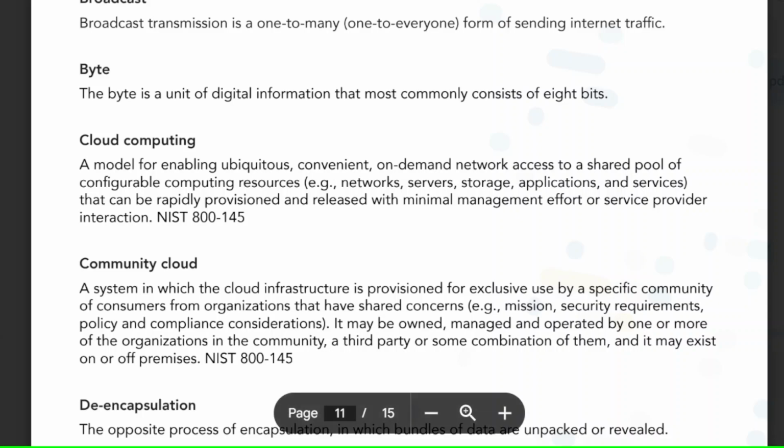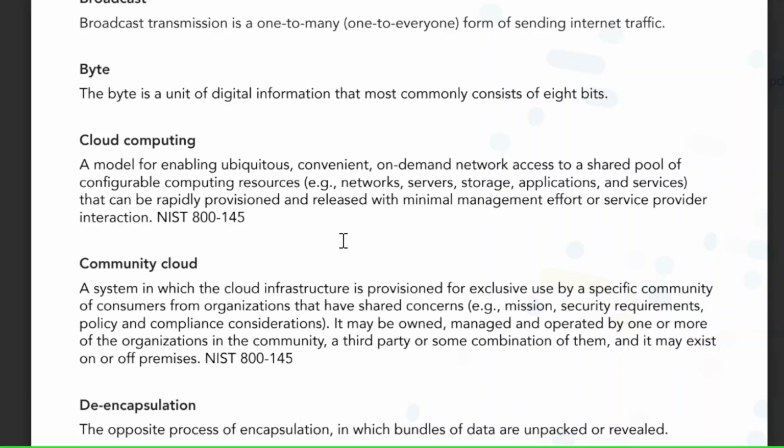Next we have cloud computing. Cloud computing refers to a model to enable ubiquitous, convenient, on-demand network access to a shared pool of configurable computing resources, for example, networks, servers, storage, applications, and services. And this can be rapidly provisioned and released with minimal management effort or service provider interaction. You can refer to more details in NIST 800-145.